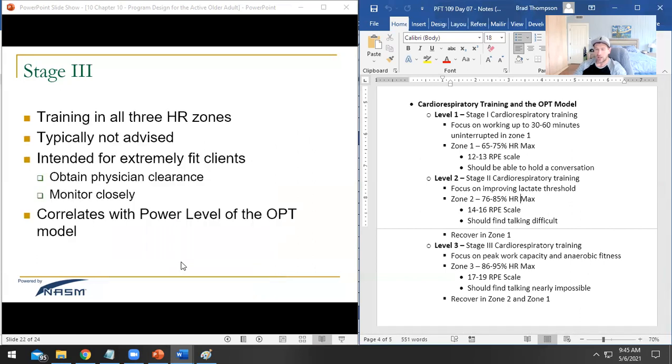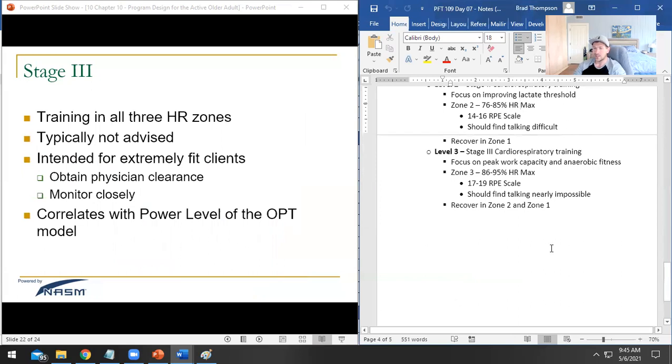Then if we get a client who's in level 3, or you can think of this as stage 3, they're going to get a stage 3 cardio routine. This is not typically advised for senior clients. We want to make sure if we are doing something like this, they are in great shape, again based on the client, not on their age. But this is going to focus on the idea of peak capacity. This is anaerobic, high intensity fitness here, right?